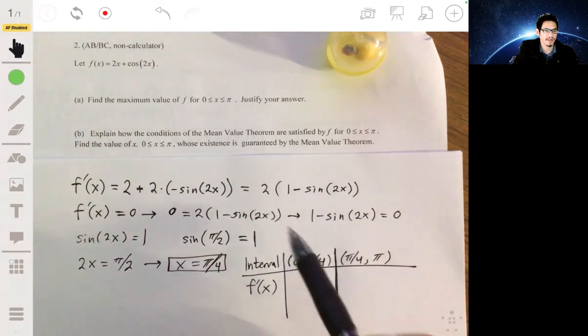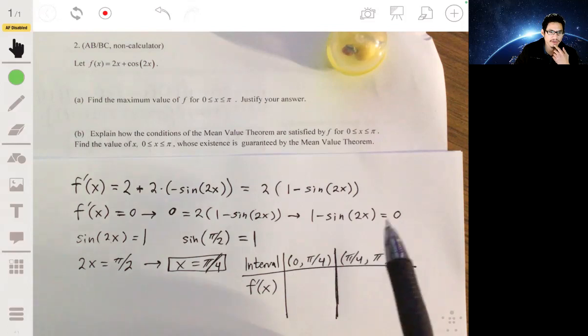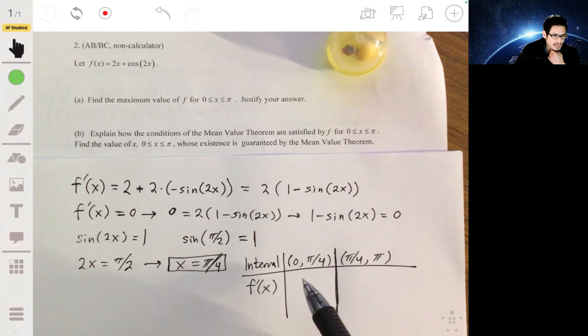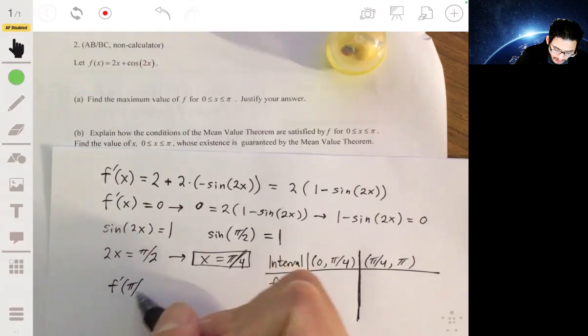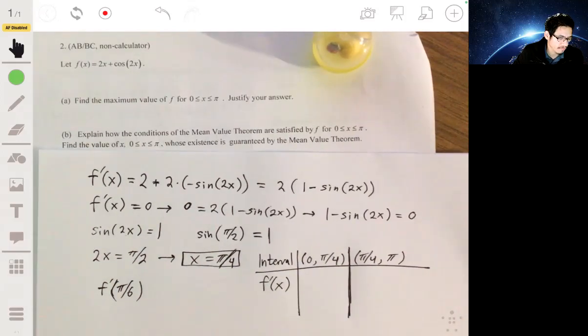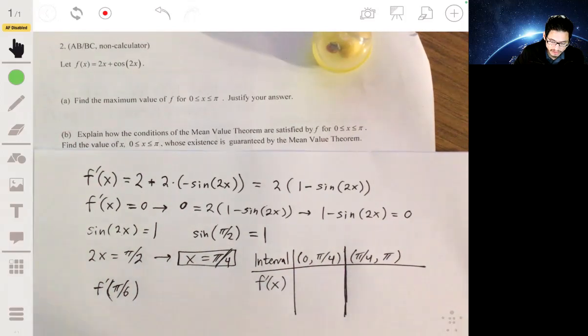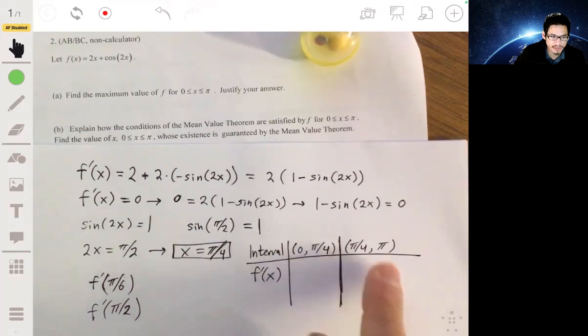So we simply plug a number in each of those intervals into f prime of x, and we just care about the sign. We don't really care about the value, we just care whether it's positive or negative. So we'll have f prime of pi over 6 in here, and then in here we're going to have f prime of pi over 2. We just pick numbers that are in here. All right, one in here and one in here.